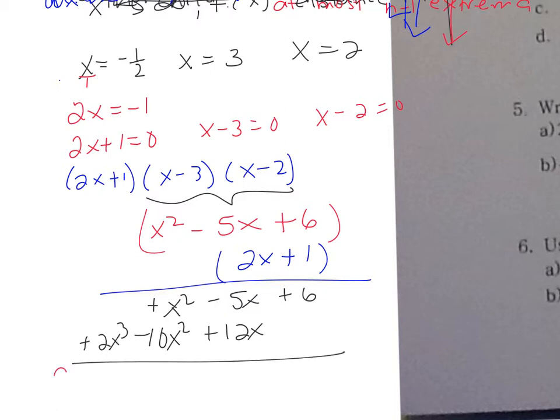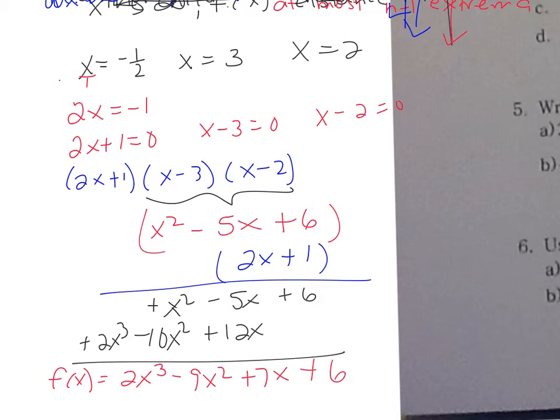So my polynomial f of x is equal to 2x to the third. X squared minus 10x is negative 9x squared. And negative 5x plus 12x is positive 7x, and I got plus 6. And don't forget, it has to be f of x equals.